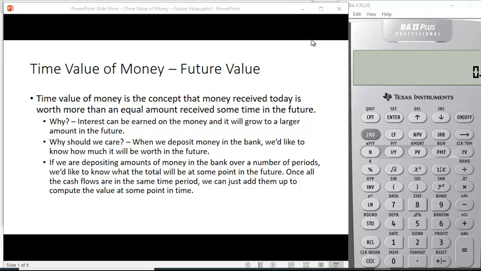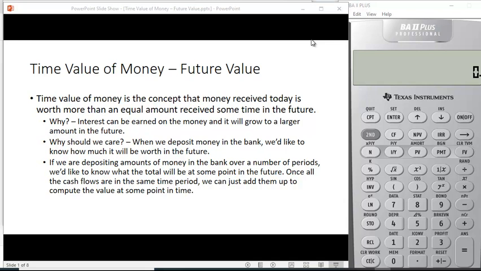Why do we care? Well, when we deposit money in the bank, we'd like to know how much it'll be worth in the future. So if we're depositing amounts of money in the bank over a number of periods, we'd like to know what the total will be at some point in the future. Once all the cash flows are in the same time period, we can just add them up to compute the value at some point in time. And this can be very valuable.